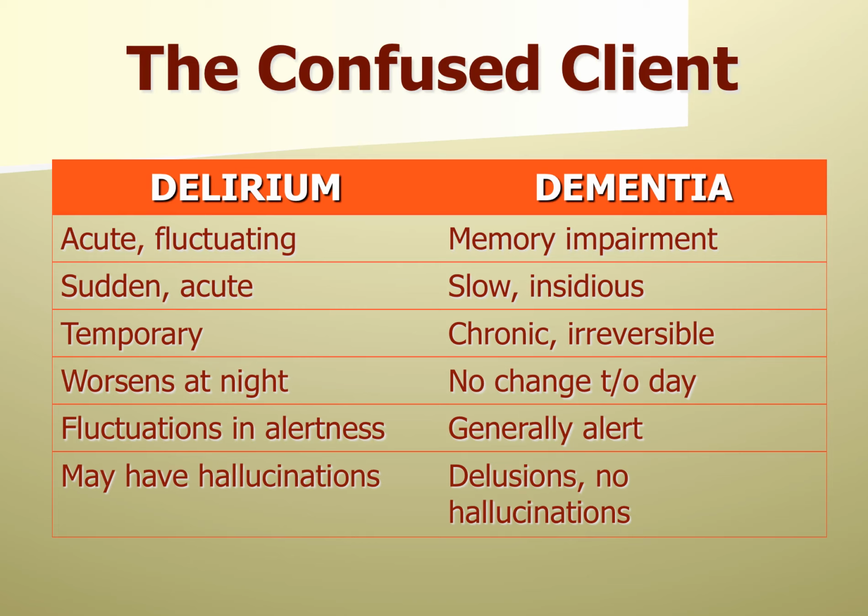So dementia is a memory impairment. It is slow and insidious. It's chronic versus acute, and it's irreversible. There's no change throughout the day, and the client is generally alert, awake. They don't fluctuate in alertness, and they have delusions as opposed to hallucinations.